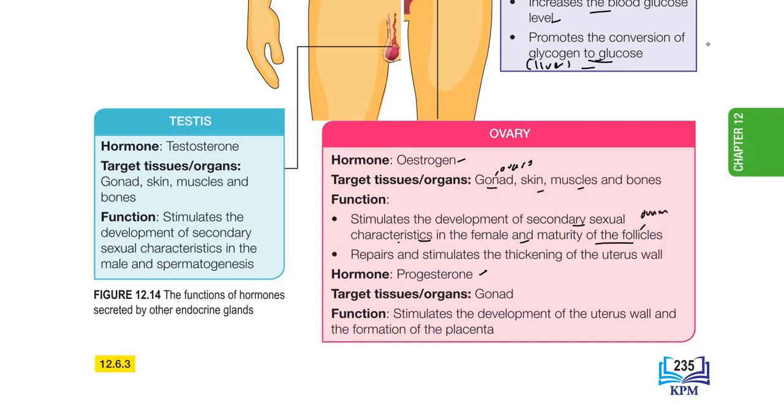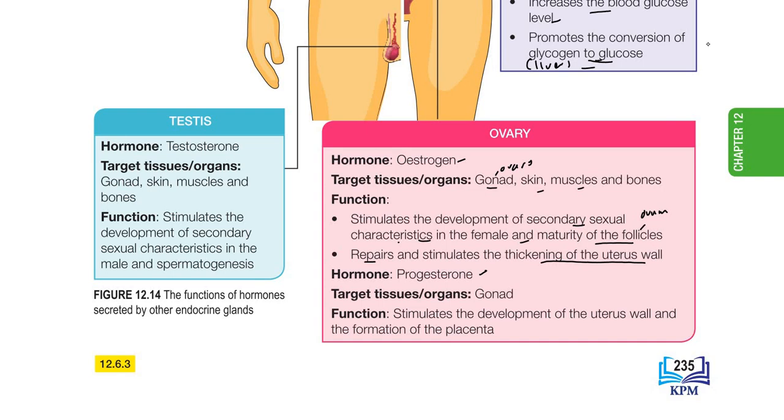Later in chapter 15. It also repairs and stimulates the thickening of the uterus wall. This is in the menstrual cycle. So remember you have learned this menstrual cycle before. It involves the uterus wall, so the uterus wall will become thicker or become thin like that, right? So this repairs the uterus wall. This is the function of estrogen.